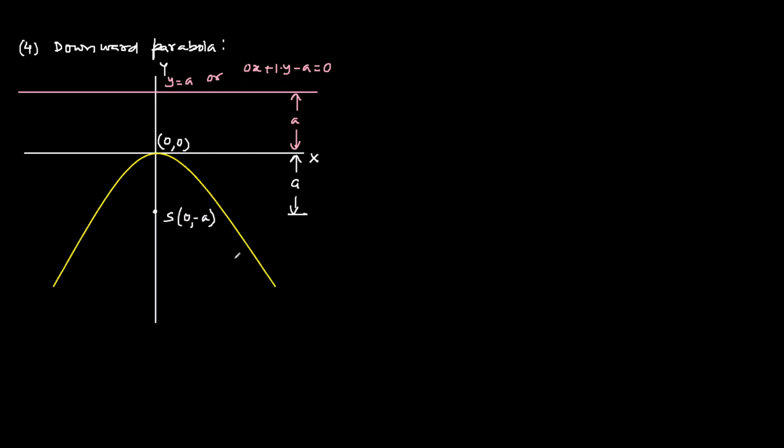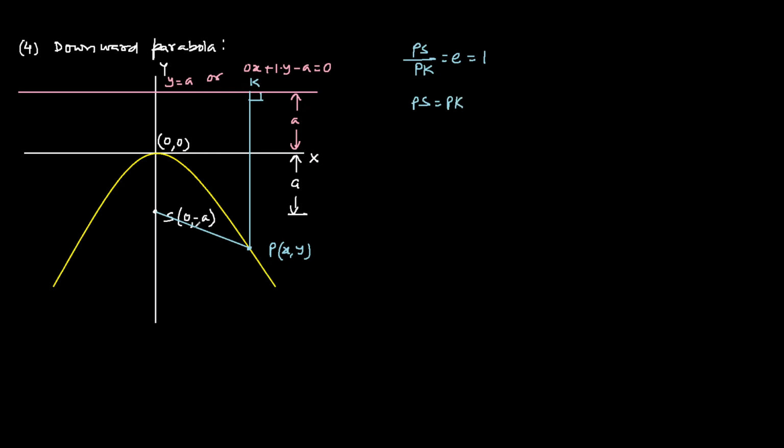Now any point on this parabola is denoted by P, and its coordinate is x comma y. Now this PK is the perpendicular distance of point P from the directrix, and this PS is the distance of point P from the focus. Now for this parabola, we have PS over PK equal to e, which is 1. Eccentricity for a parabola is 1. So PS is equal to PK.